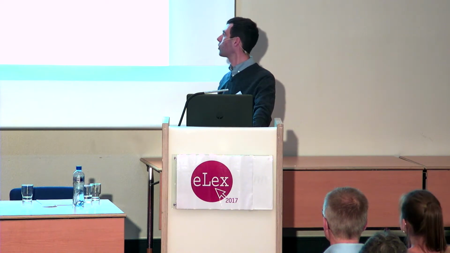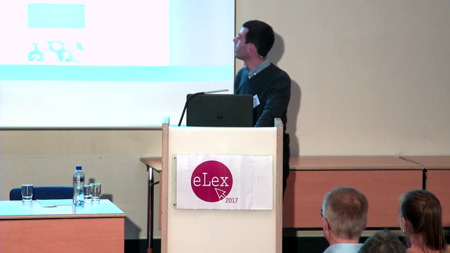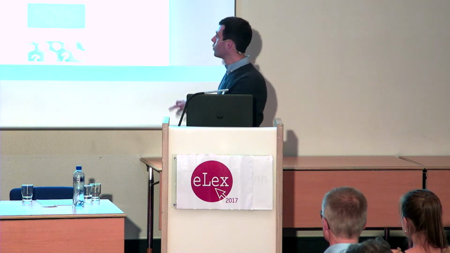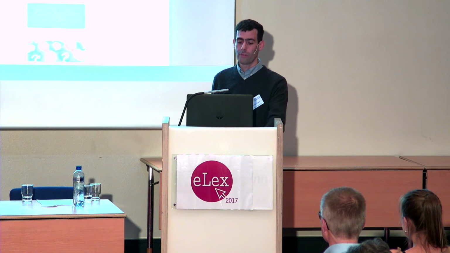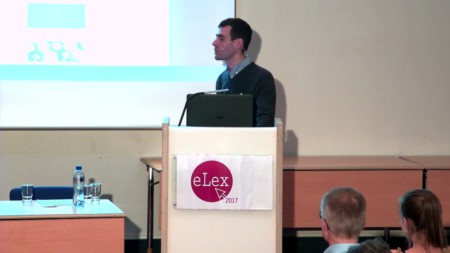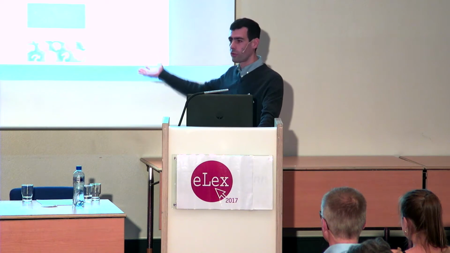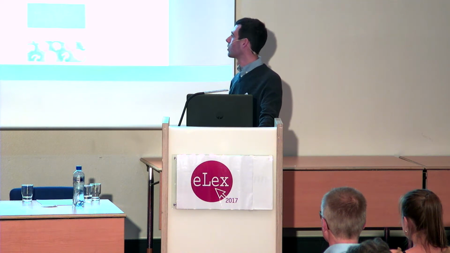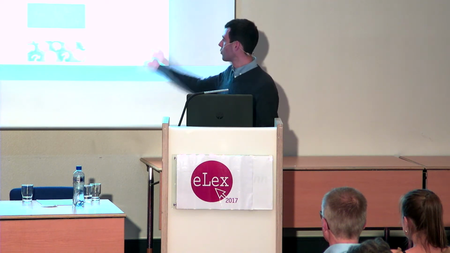This is the entry for a book. We have taken our English morphological forms. We have a very extensive list of morphological forms, giving word and all its inflected forms for all of English. And it's drawn from our Oxford Dictionary of English and then supplemented heavily. We link that using the ontology that I showed to all of our English sides of our bilinguals. So that allows us to enrich the search for all of the Oxford Global Languages bilingual dictionaries that involve English. So this is just a screenshot from the English-Romanian dictionary, search for children, bringing up child.